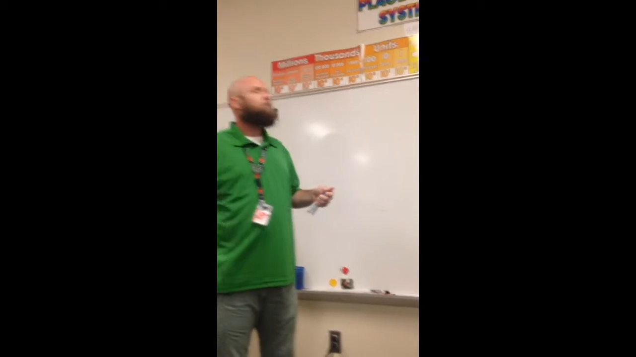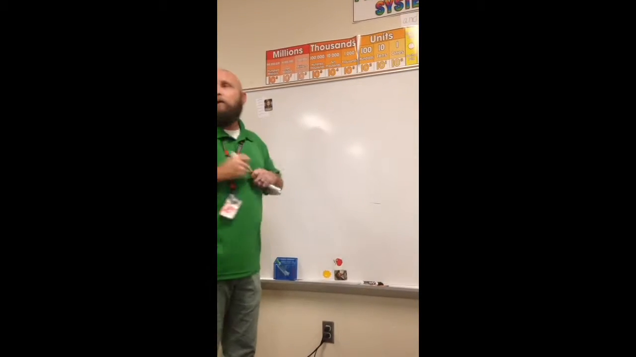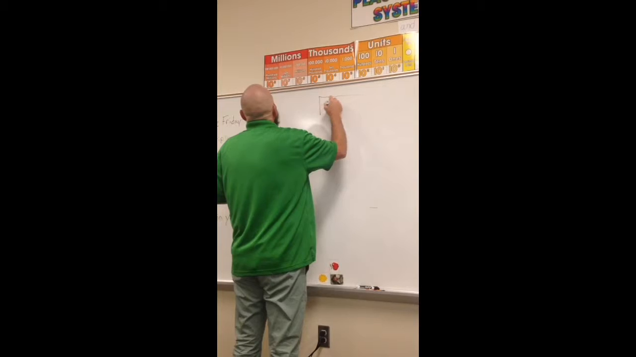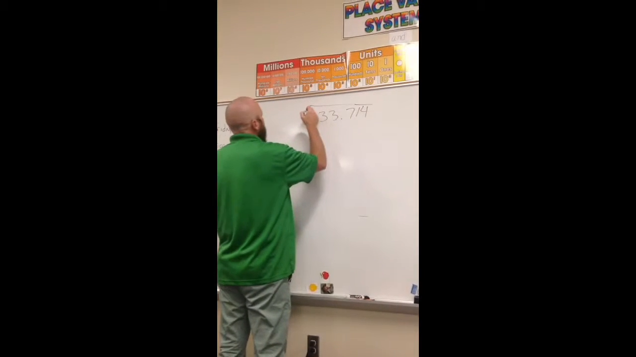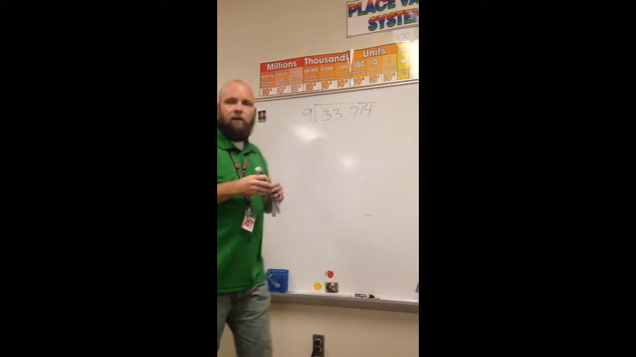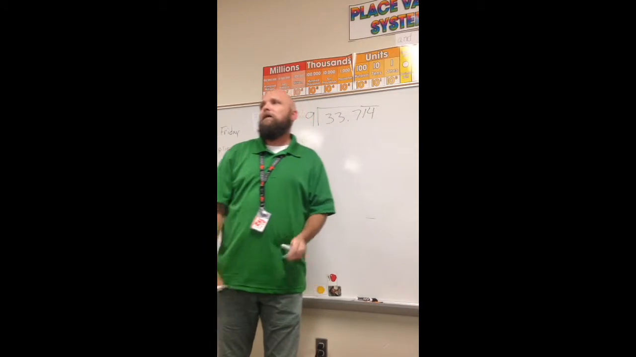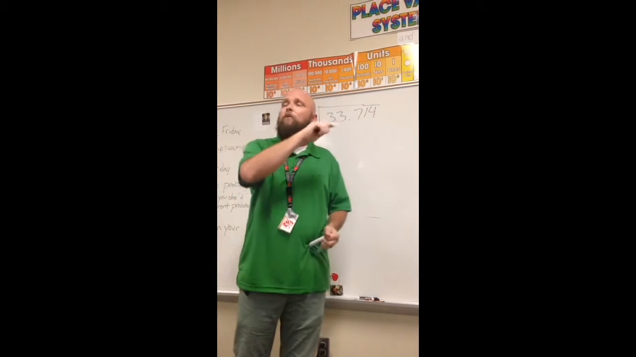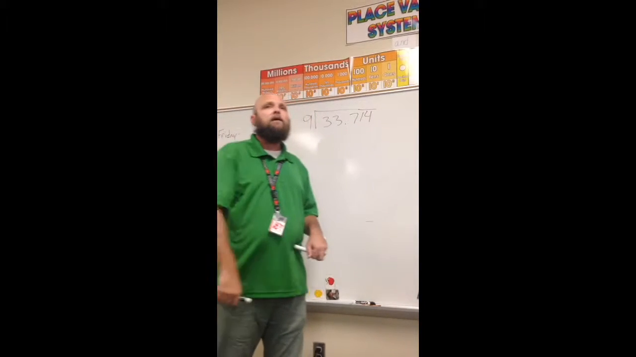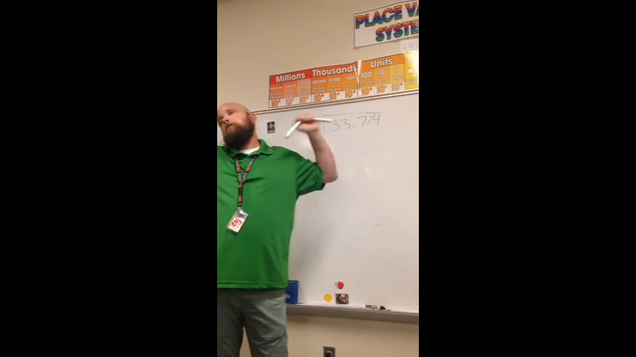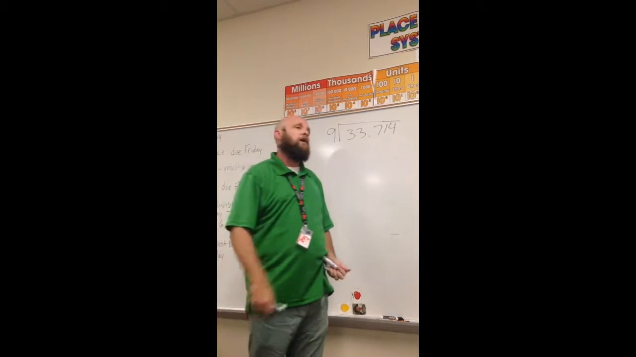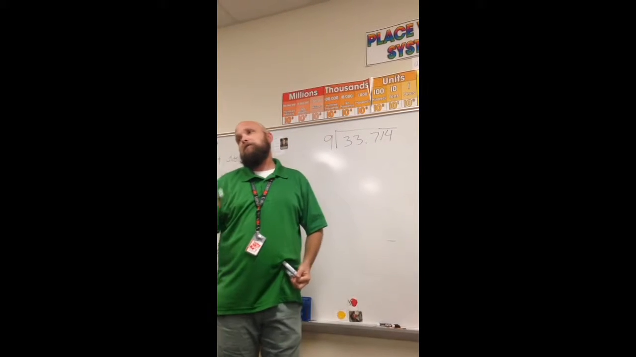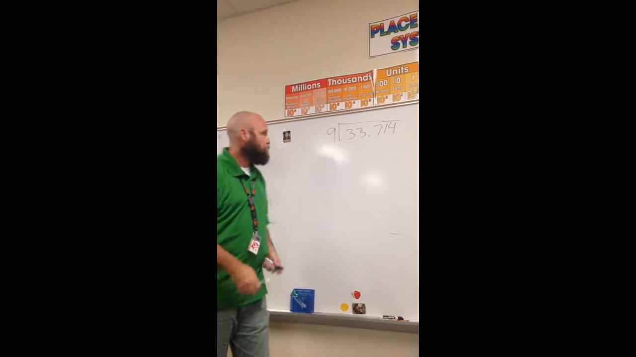Our second problem is going to be 33 and 714 thousandths divided by 9. Luckily, we know our nines times tables. If we don't, we always have a multiplication table that we can look at. So we really don't have to do much as far as knowing our multiplication tables, because hopefully you learned those in 3rd grade. If you didn't, you have access to your multiplication table in your journal.